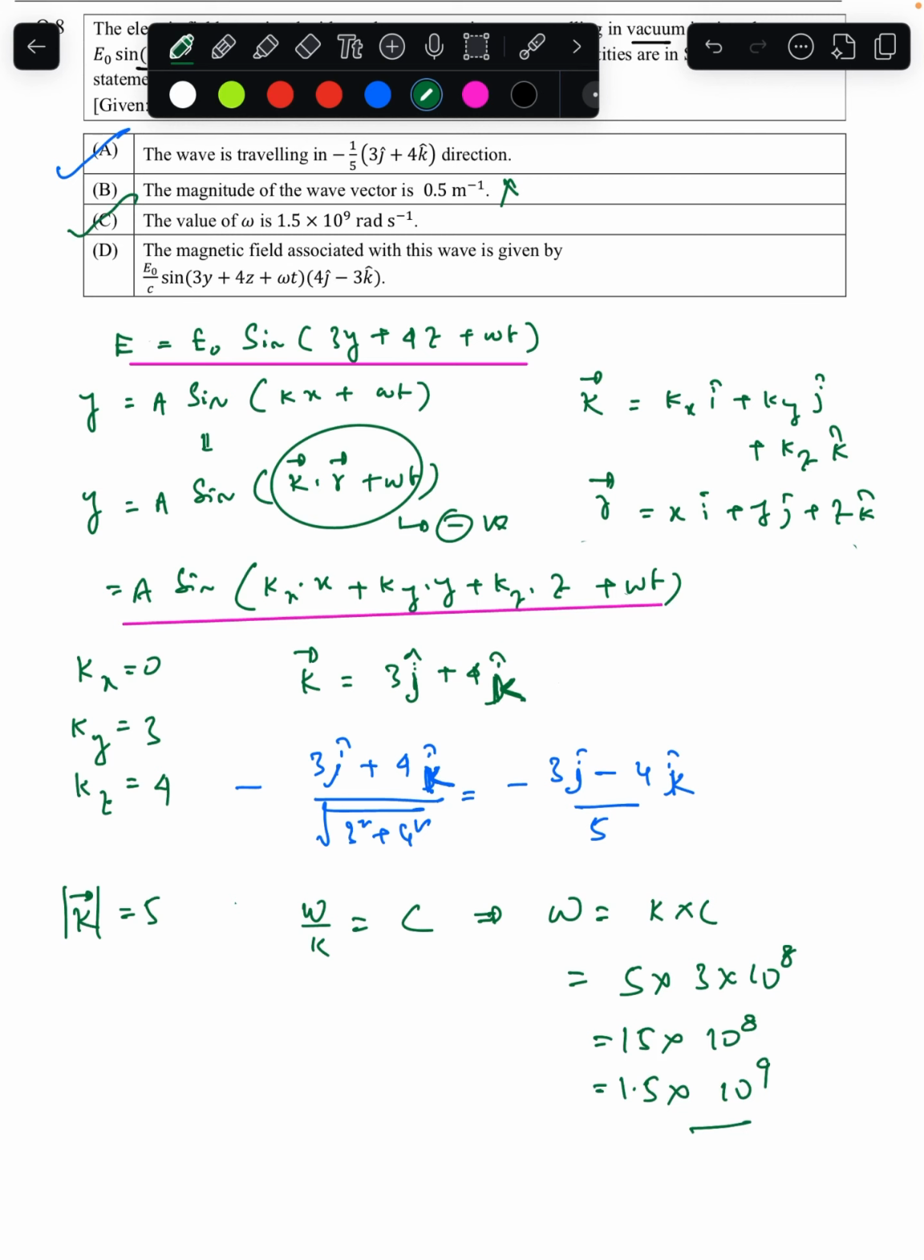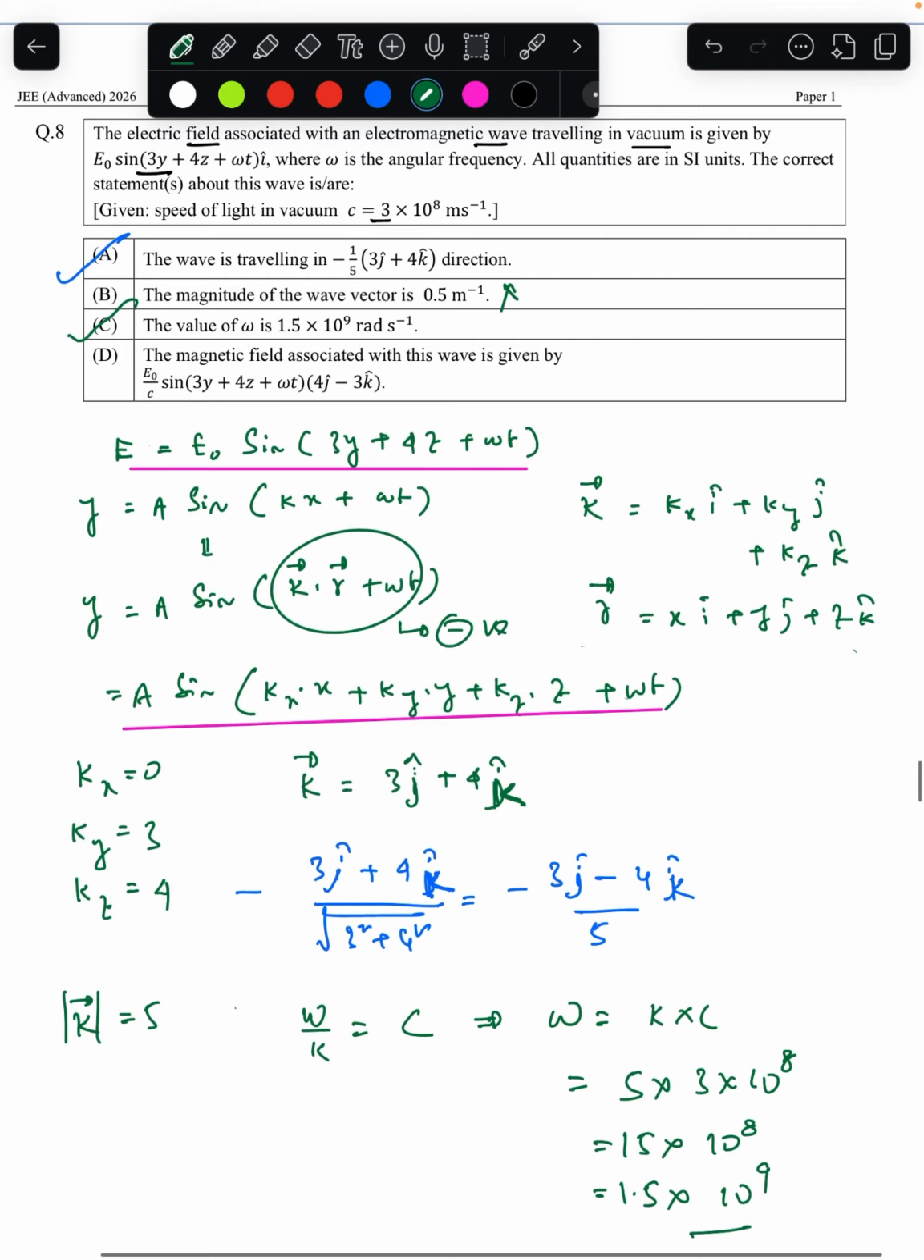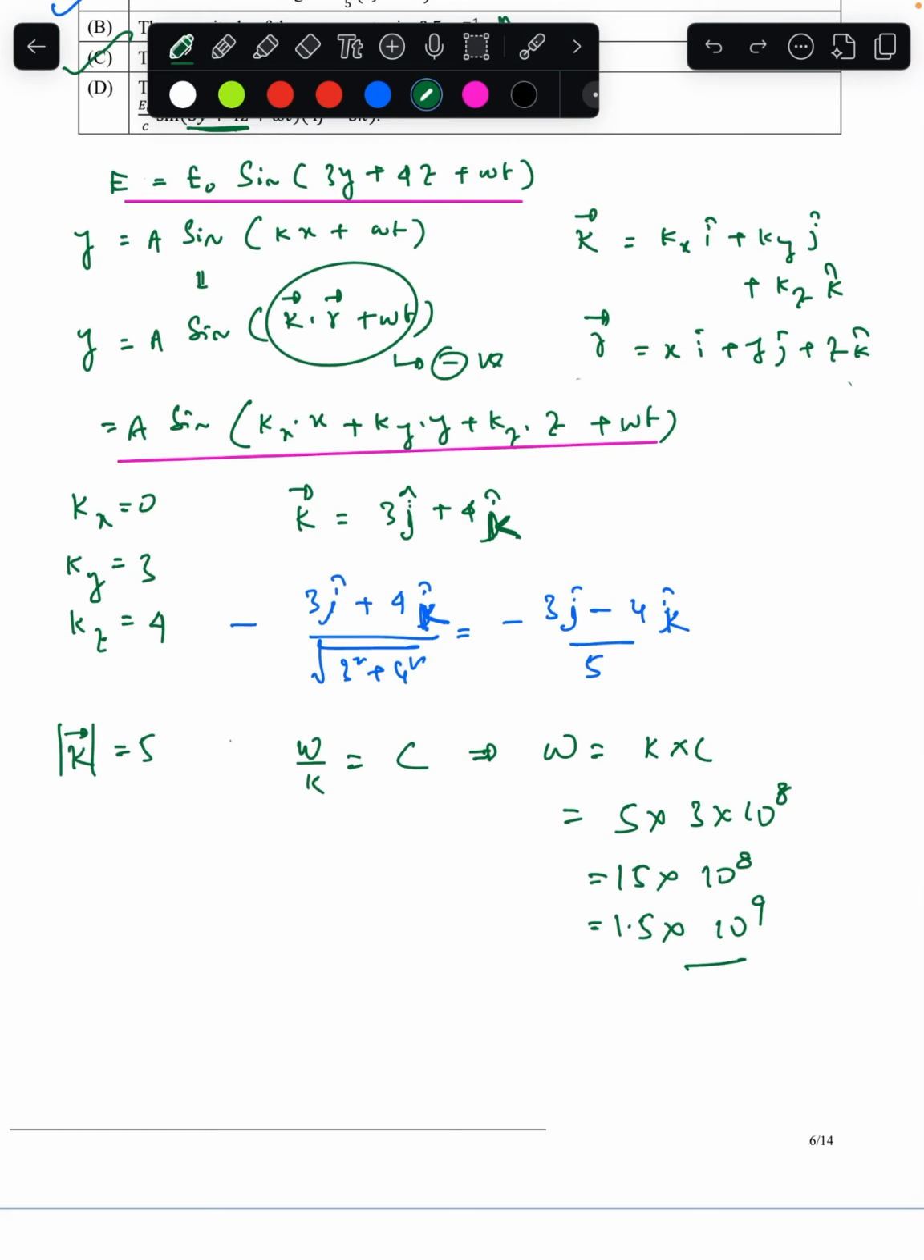Now checking the direction of the magnetic field. For the magnetic field, we will do a very simple trick. We will try to figure out the direction. We will not go into these values. We will cross check this one. If we get this, then everything is perfect. We know the direction of propagation. The direction of propagation is equal to E cross B. The direction of propagation is already along minus j cap minus k cap.